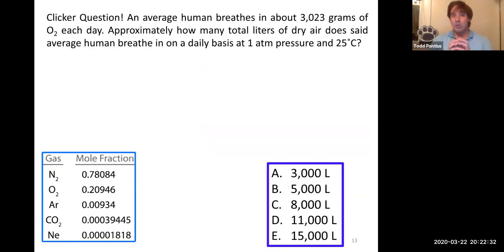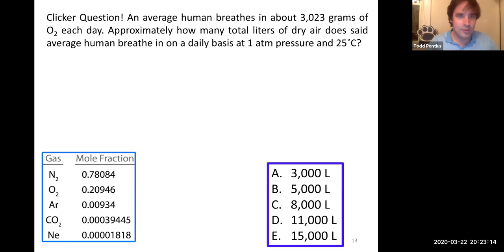Now then, here we have a boss fight question. This brings together a whole bunch of different ideas. So let's say that an average human breathes in about 3,023 grams of oxygen every day. So if that's the amount of oxygen being breathed in, approximately how many liters of dry air, so air including oxygen and nitrogen and everything else, does an average human breathe in on a daily basis at 1 atmosphere of pressure and 25 degrees Celsius? So take a moment, pause the video, and see if you can get the answer to this pretty complex question.